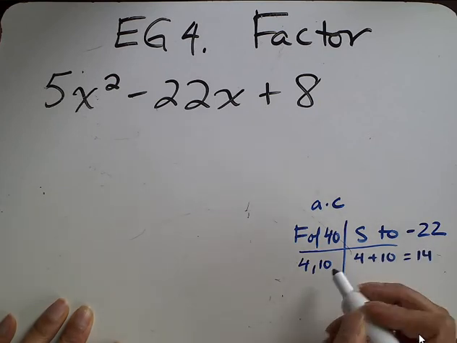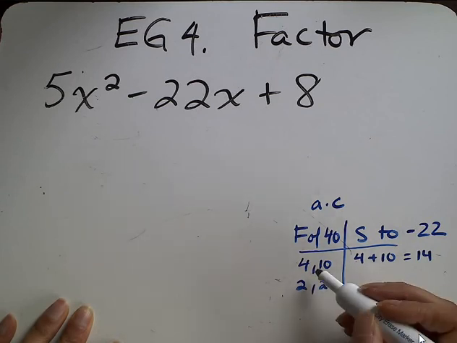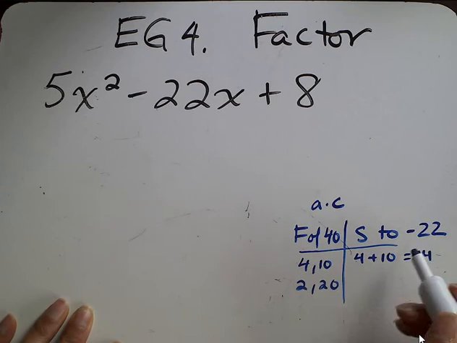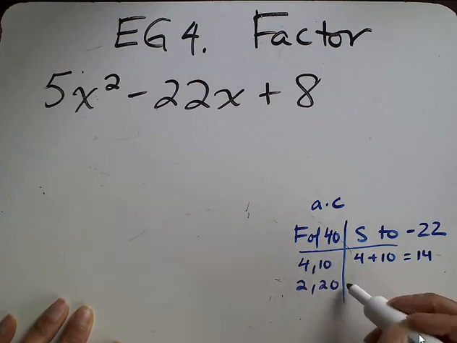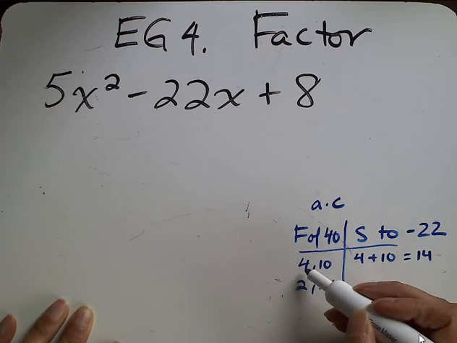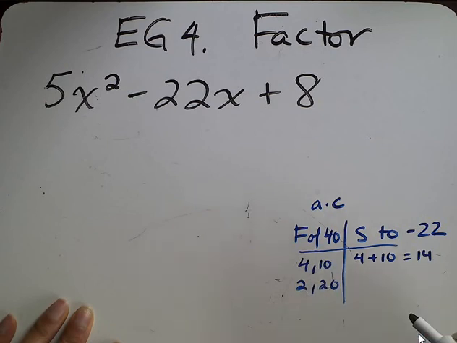How about 2 times 20? Now, I mentioned something like this to you before. The advantage of writing this down is that by writing down 4 and 10, some of you might immediately think of 2 and 20 after, because if I divide 4 by 2, I get 2, and when I multiply the 10 by 2, I get 20. So that's another way to find other factors that might work.